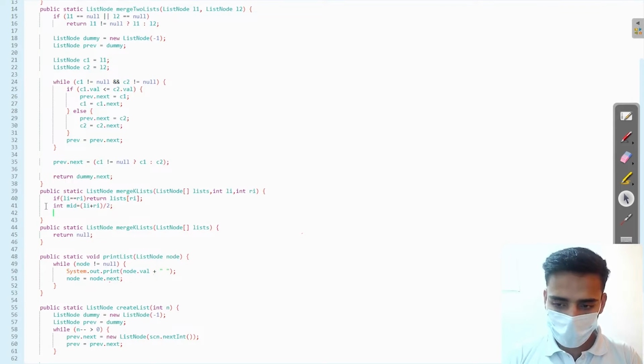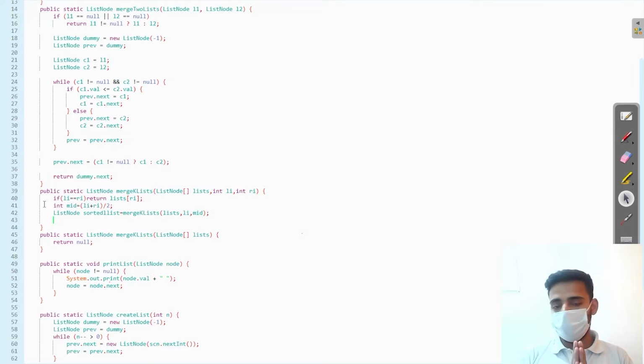The list node is here for the sorted left list. We will make a call here to merge k lists. We will pass the list here, the starting point and the mid. On the right side we will send from mid plus 1 to the last index.